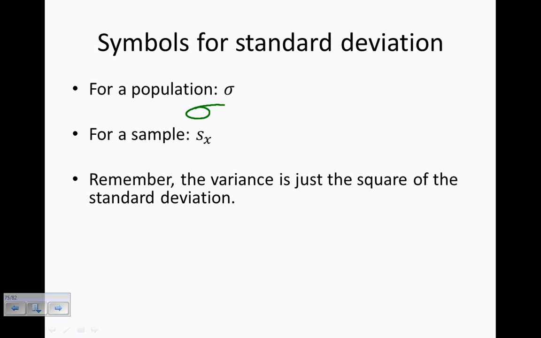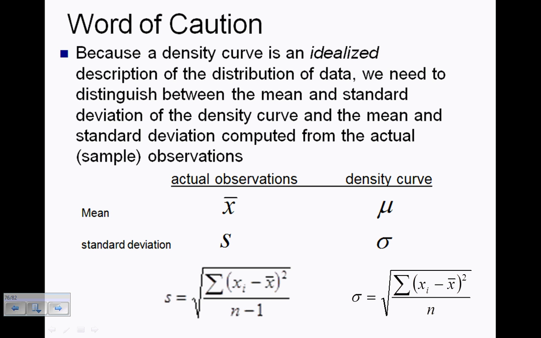Now, the variance for a population would be sigma squared, and the variance for a sample would be S sub x squared. So variance is the standard deviation squared. All right, so how do you find standard deviation?